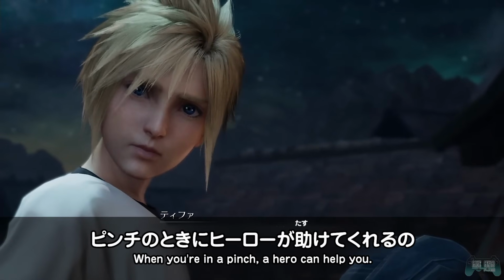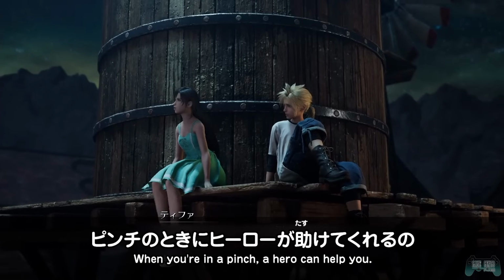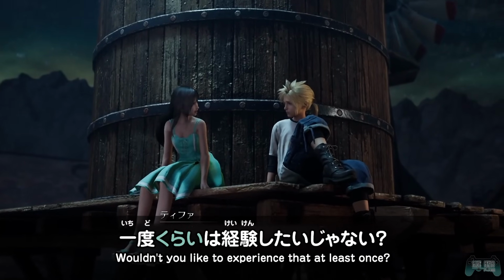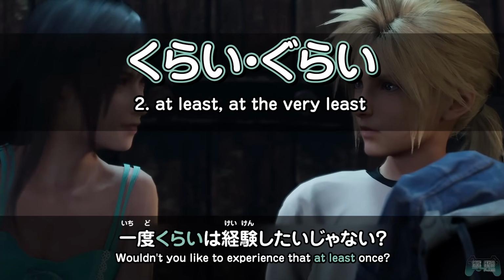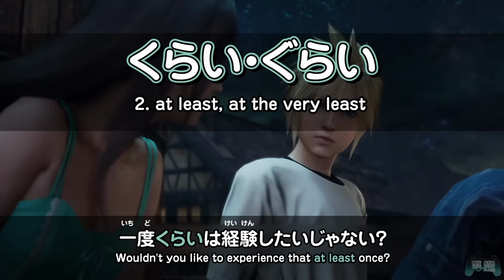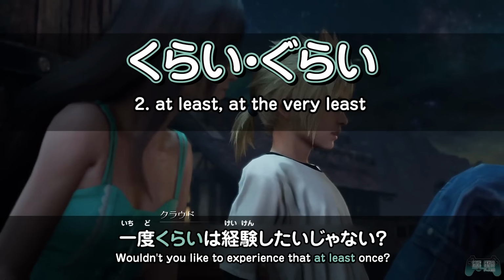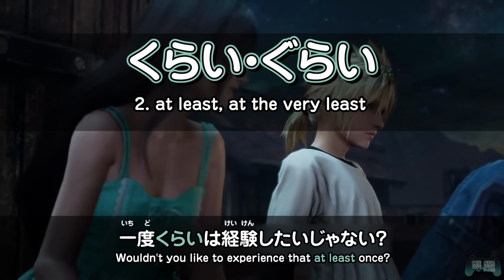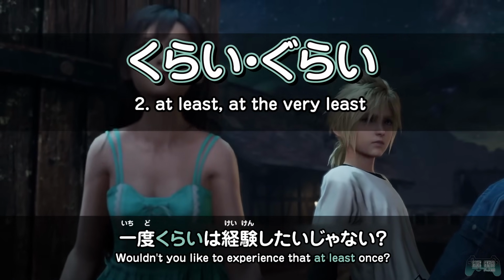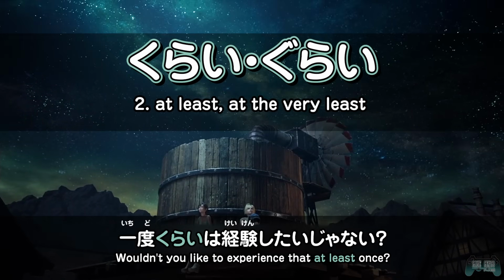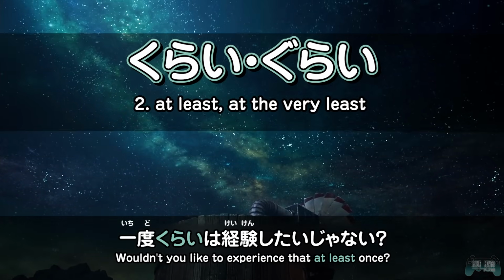The next definition is used to express something being at least a certain way. So Tifa says to Cloud, wouldn't you like to experience it at least once? And so here we can see that kurai or gurai could be used, ichido kurai, at least once.